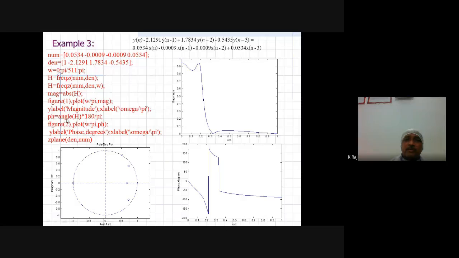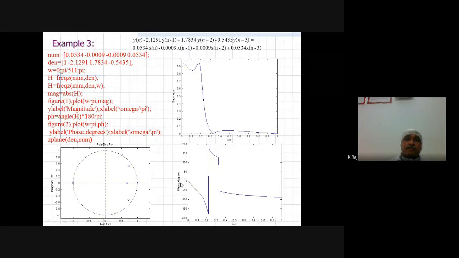Now the phase response, that is the angle of this one, and this will be multiplied by 180 by pi, and that will be described by figure 2, and we will get a plot between omega by pi and the phase. On the Y label we will write the phase in degrees, and on the X label we will write omega by pi. So here we have written on the x-axis omega by pi, and on the y-axis we have written the phase in degrees.